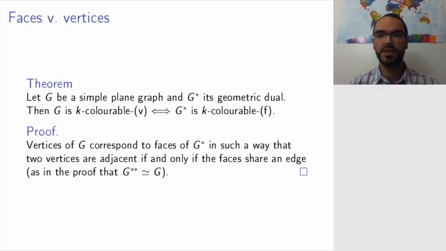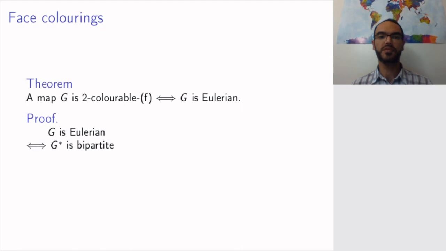This theorem can be used to show some interesting phenomena that relate to phase colorings. For example, we can show that being two-phase colorable is equivalent to being Eulerian. So let's look at the proof. Being Eulerian is equivalent to the dual graph being bipartite. This was an exercise from the problem session.